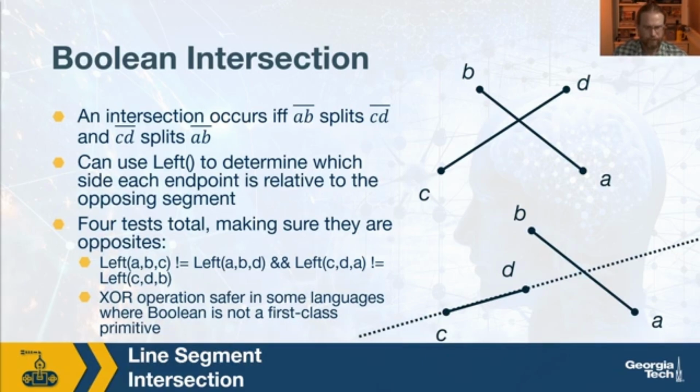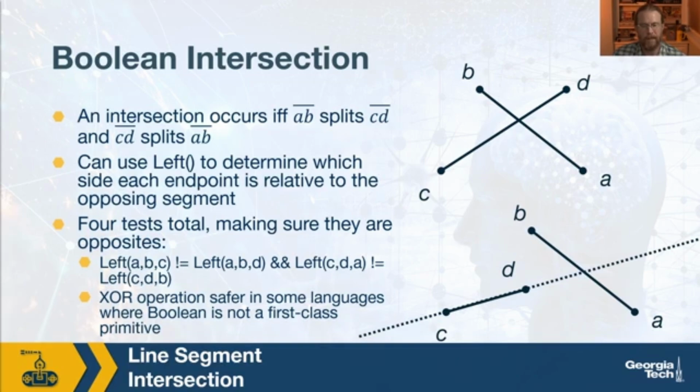So we have these line segments AB and CD. An intersection will occur if and only if AB splits CD and CD splits AB. You have to have both of those conditions met, which hopefully you can see from the two figures shown here. But you can use left to make this determination of what the splitting is.